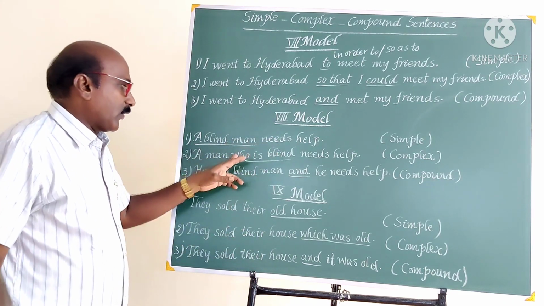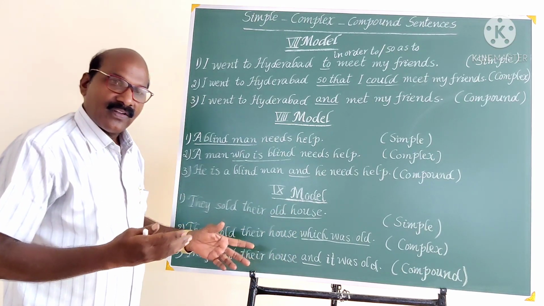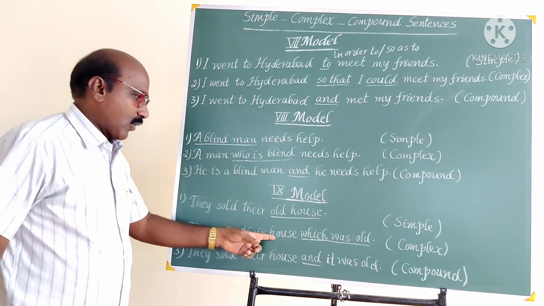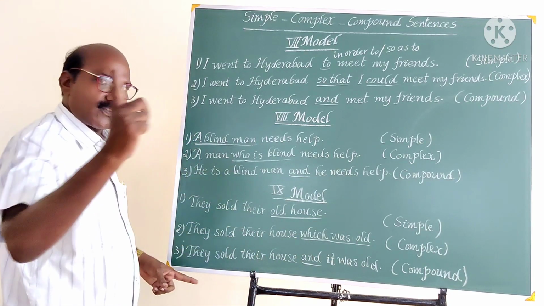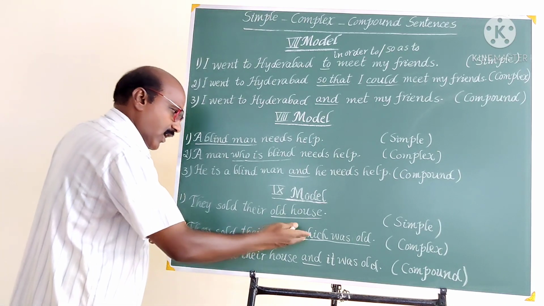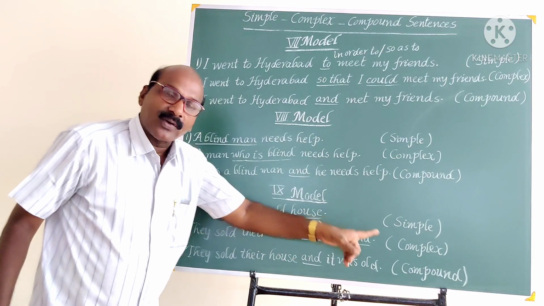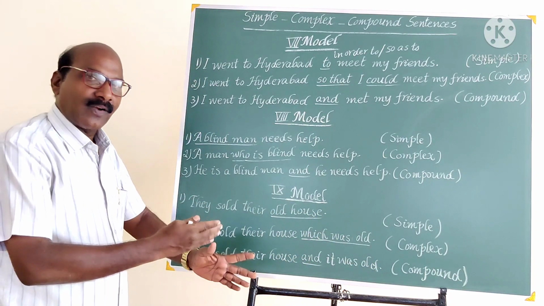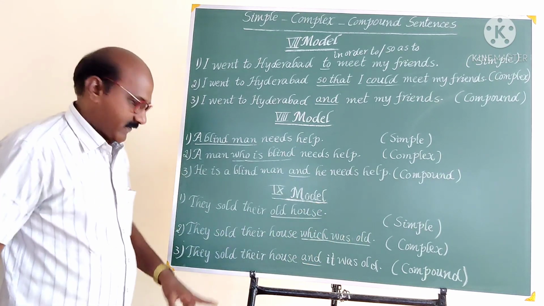In case of people we use who is. In case of things we use which. This is the only difference we have to identify. They sold their house which was old. This is complex because it has one main clause and one subordinate clause. They sold their house. It gives complete meaning, one main clause. Which was old. It gives incomplete meaning, that is subordinate clause. Combination of one main clause and one subordinate clause, that is complex.